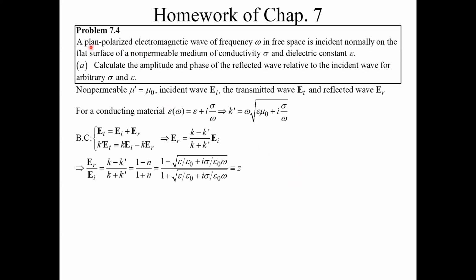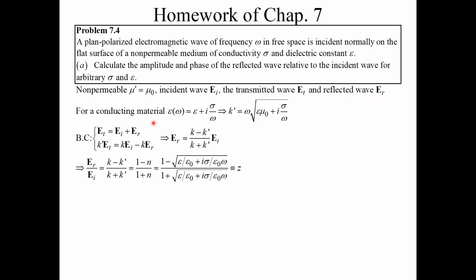And for problem 4, a plane polarized electromagnetic wave of frequency omega in free space is incident normally on a flat surface of a non-permeable medium of conductivity sigma and dielectric constant epsilon. And for part A, calculate the amplitude and phase of the reflected wave relative to the incident wave for arbitrary sigma and epsilon. Okay, for non-permeable here, our mu prime equals mu0, and we have the incident wave, the transmitted wave and the reflected wave. We have the notation here.